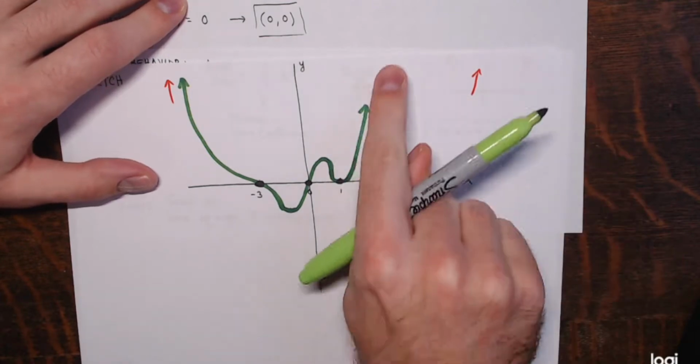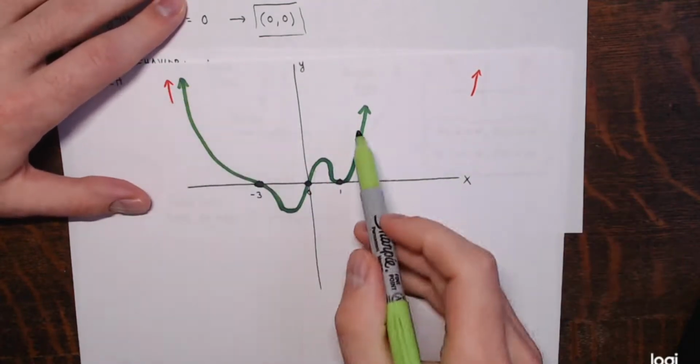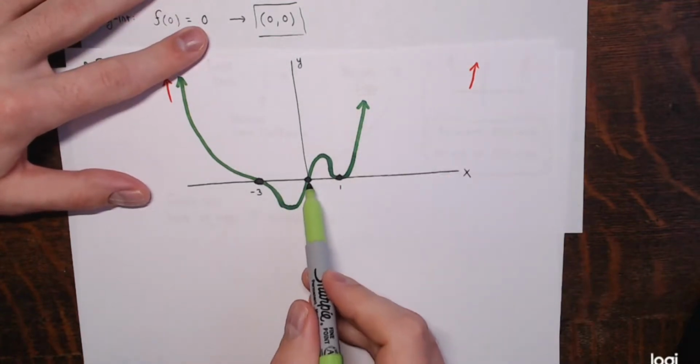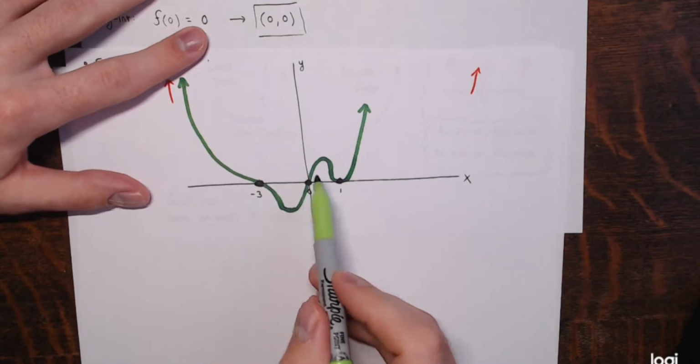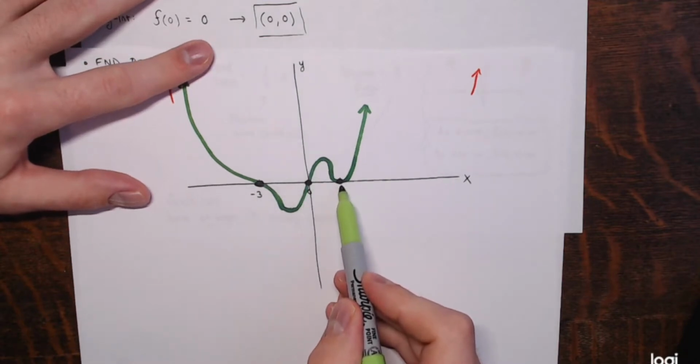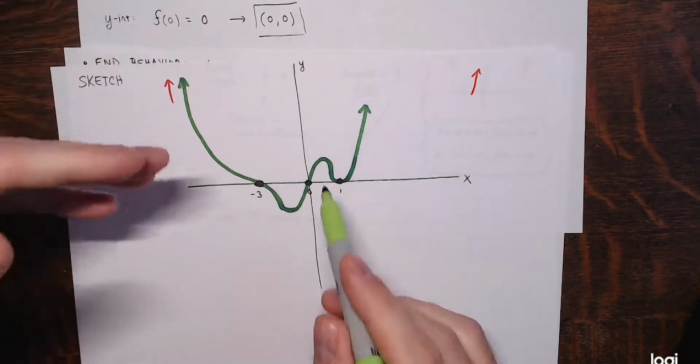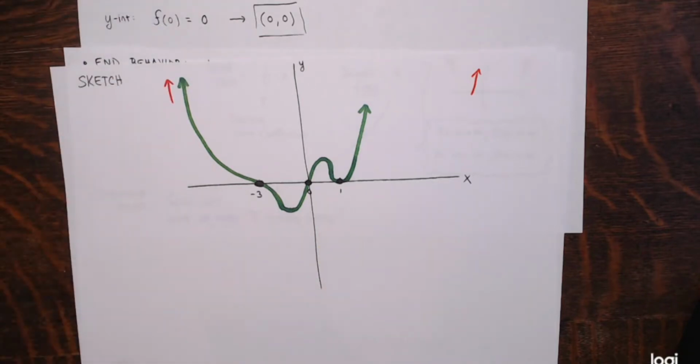So it actually ends up going up to the right. So up to the left, up to the right, crossing at negative 3 like a cubic, crossing at 0 like a line, and then bouncing off the x-axis at x equals 1, but a little flatter because the multiplicity is higher. So there's a rough sketch, and let's count the turning points.